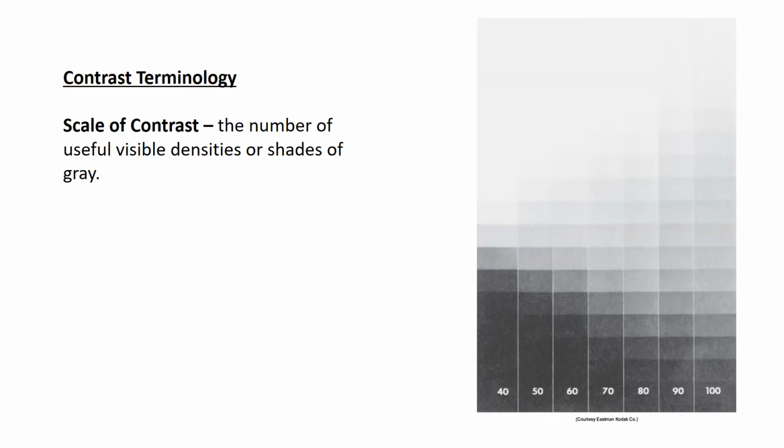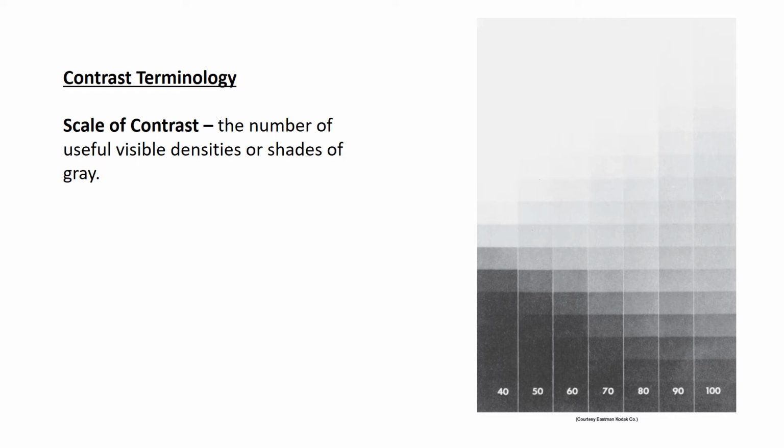Look at contrast terminology. Whenever we talk about contrast, we talk about what's called the scale of contrast. The scale of contrast is your actual number of shades of visible density. So when we look at this over on the right here, I want you to notice each step and being able to see each step separately. The numbers down at the bottom represent kilovoltages that were used in radiographing a penetrometer. Remember, a penetrometer is that aluminum step wedge.